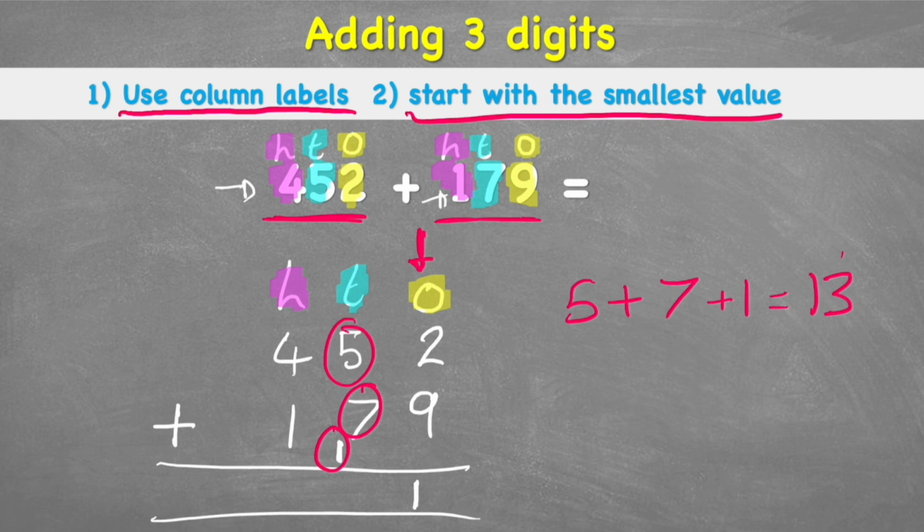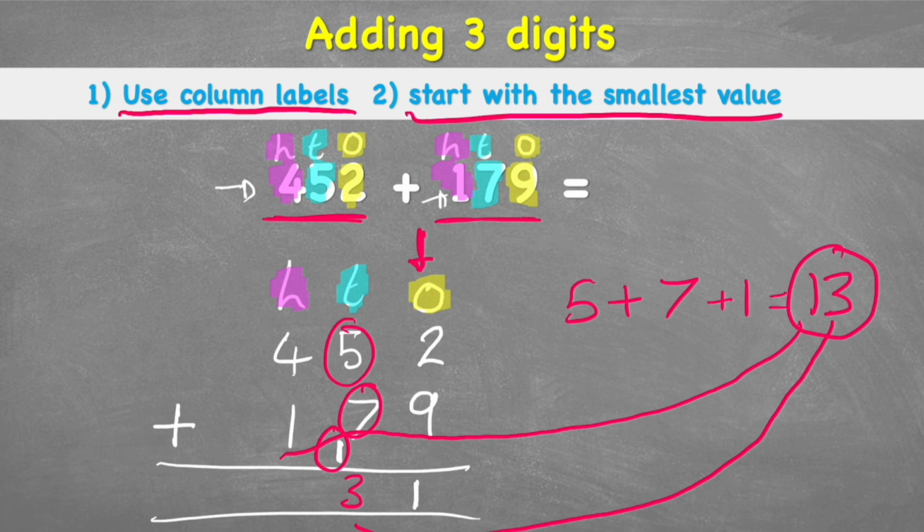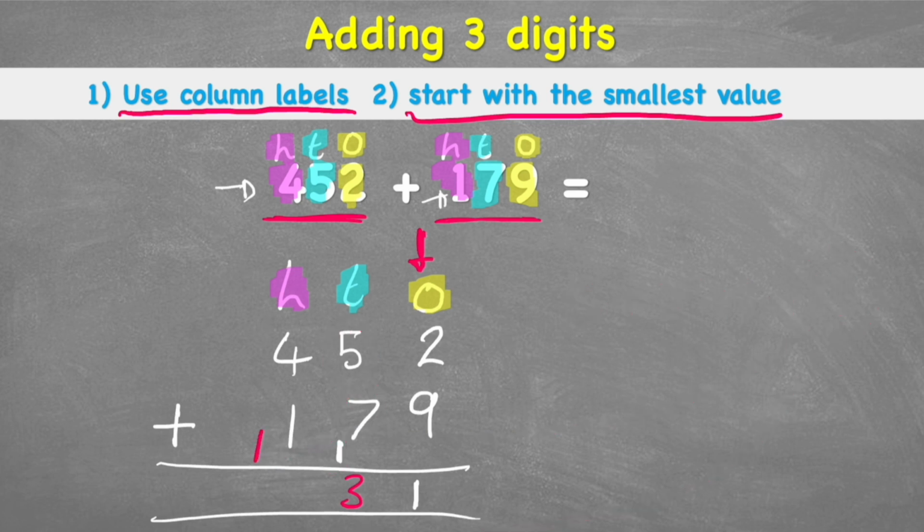And again, same problem, I have a 2-digit answer. So I'm just going to put my 3, just like before, in this column, and then I'll put my 1 into the hundreds part of my question. Put that down here. Awesome.